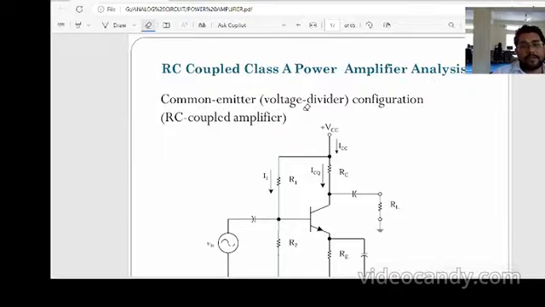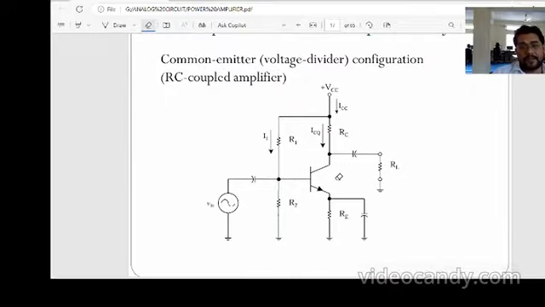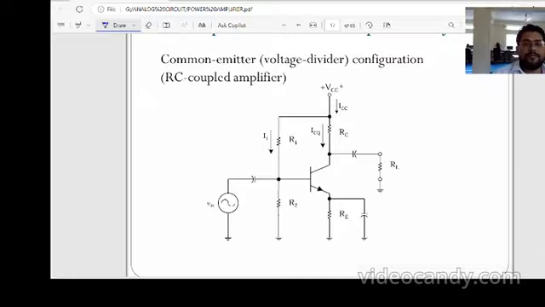The common emitter voltage divider configuration, RC coupled. This is the RC coupled amplifier circuit. This is the power supply VCC. The power supply VCC is there. Then this is the current IC.